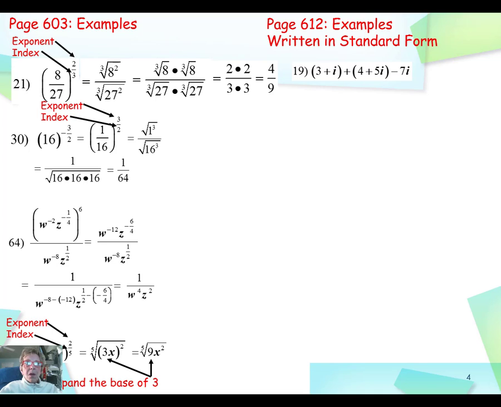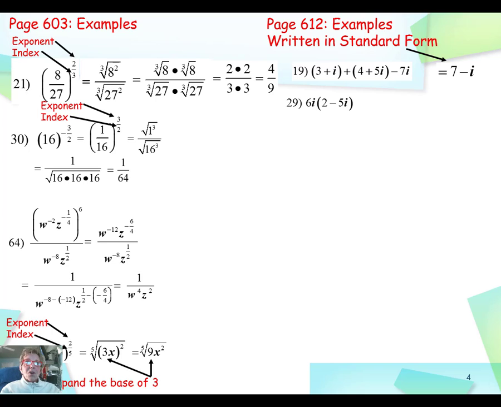When you're adding them, you're going to think about the imaginary part that we designate by a scripted i just like you'd think about a variable. So I'm going to add the 3 and the 4 and the negative 7. And I'm going to add the i and the 5i and the negative 7i, and that gives me 7 minus i. This is in standard form, and standard form means the real part, the 7, is first, and the imaginary part is then after the real part. That's number 19.